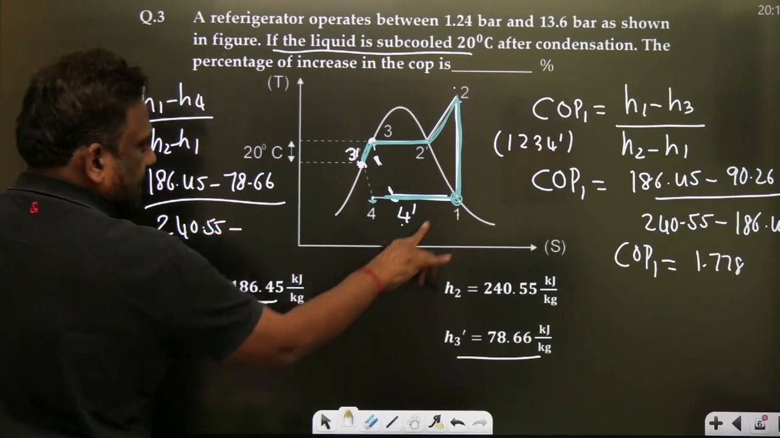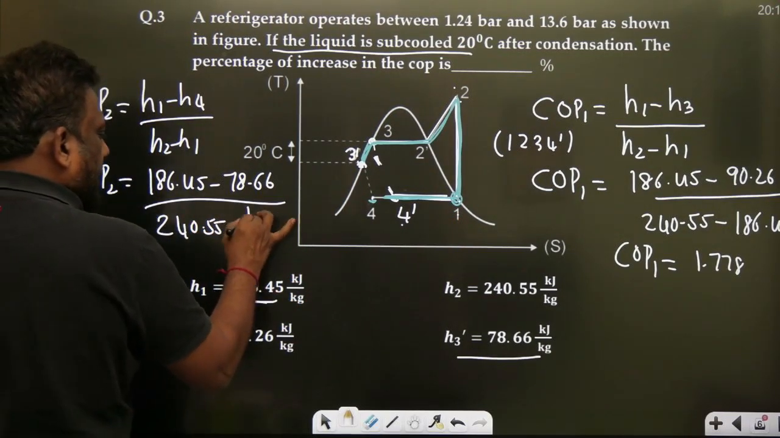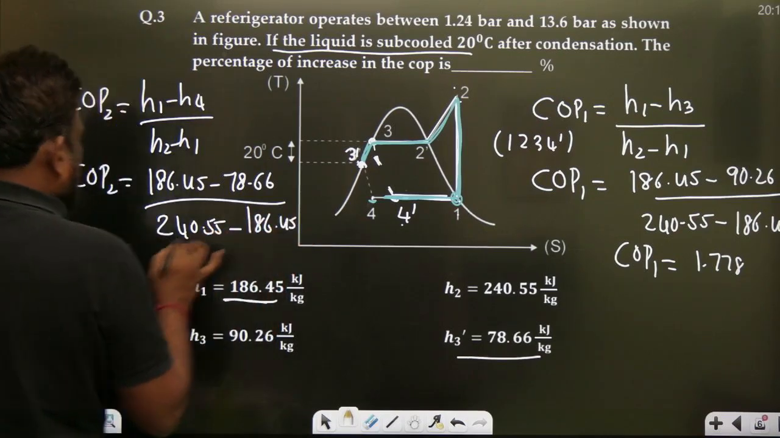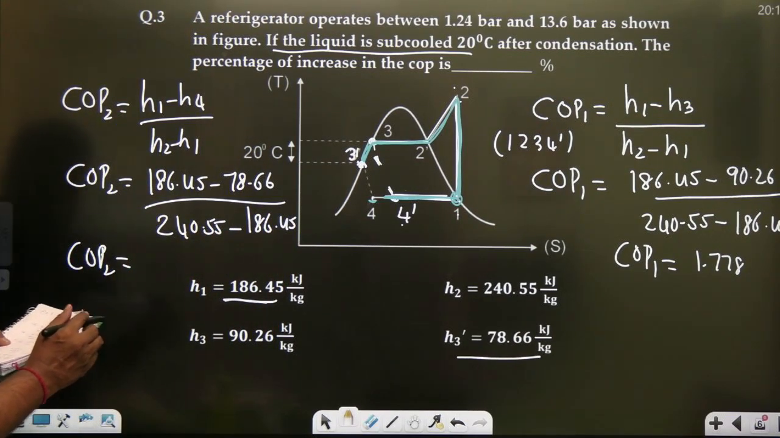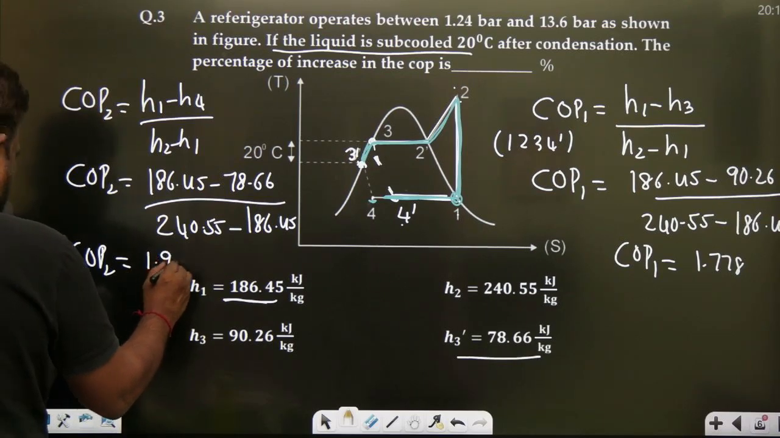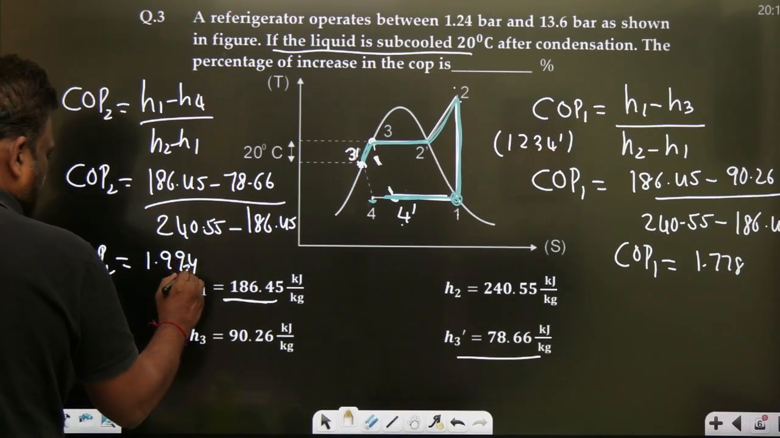240.55 minus H1. What is H1? 186.45. Can you give me the value of the second COP? So if I calculate the second COP, I'm getting this as 1.99242.